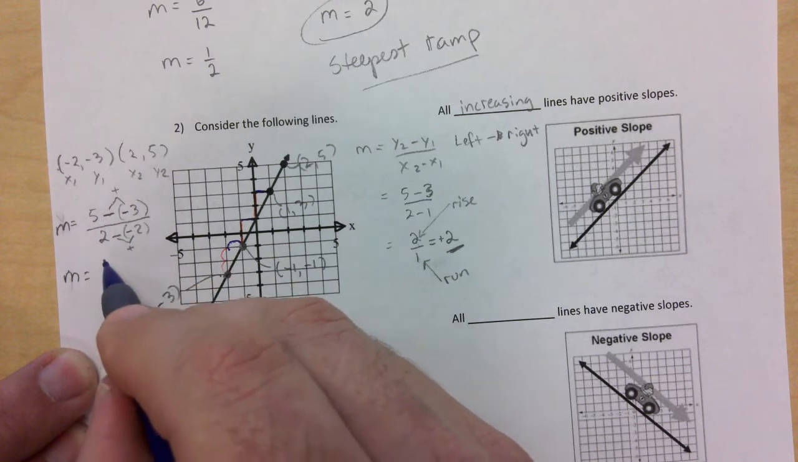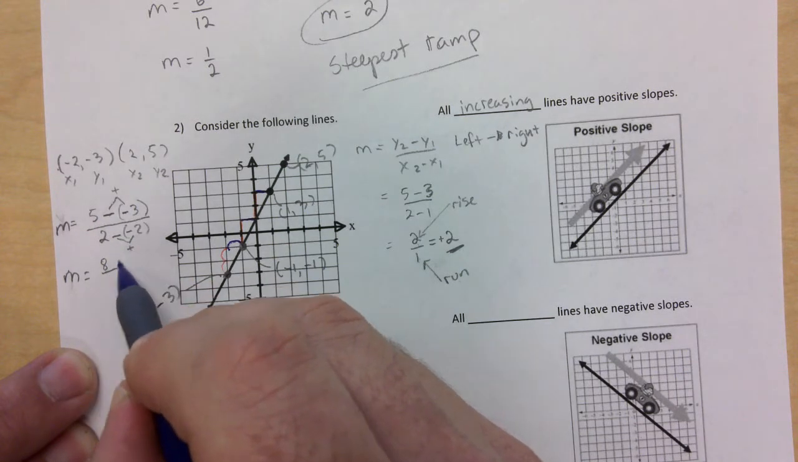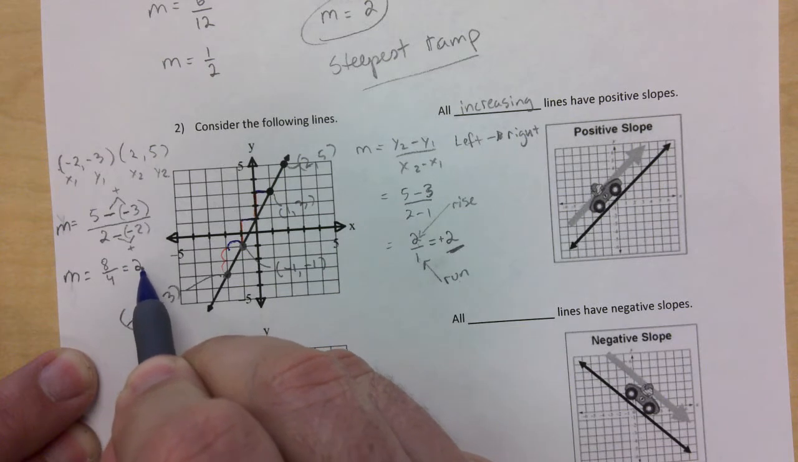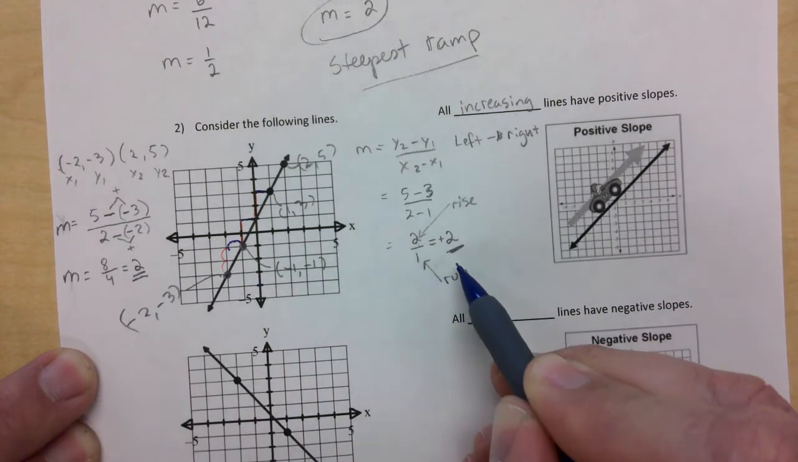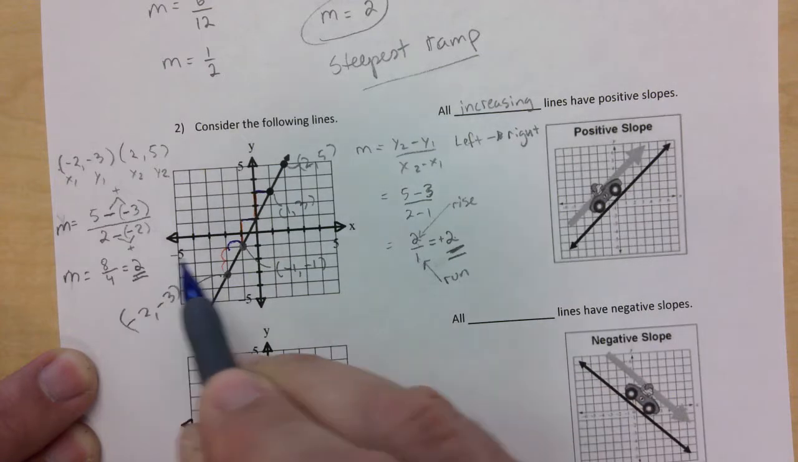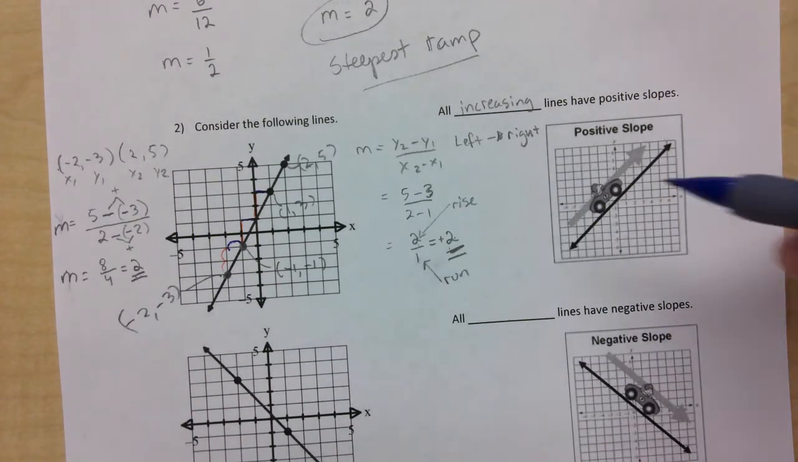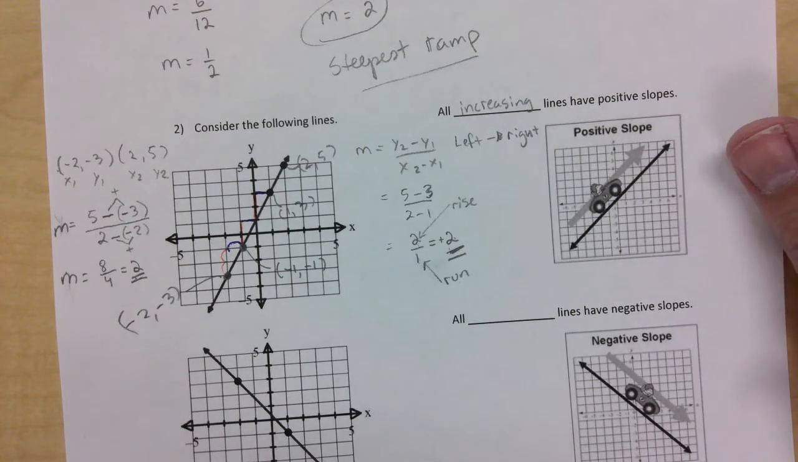Okay, 5 plus 3 is 8. 2 plus 2 is 4. You go 8 divided by 4, which is still 2. There is your slope here and here. You both have a slope of +2. So you know it's increasing, and there'll be a positive slope there. Okay.